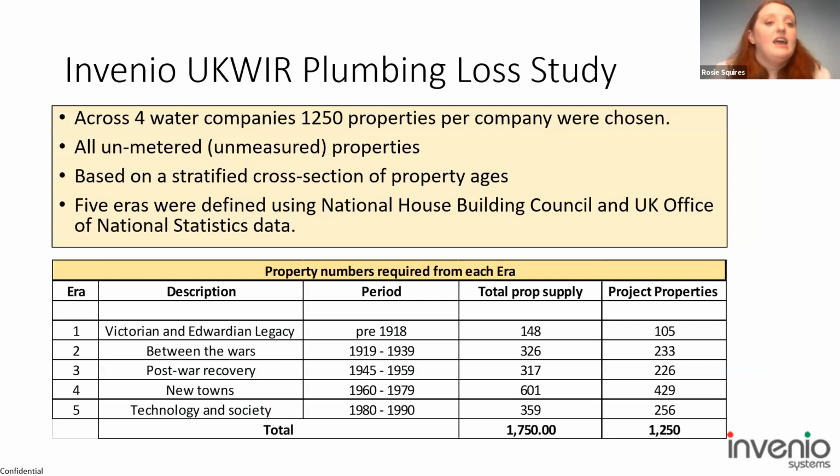We took a sample of properties throughout 4 different water companies, with 1,250 properties each. We've tried to bias the selection on the age of the houses to get a good distribution throughout, and see if the age of properties has an effect on that leakage. Next slide.